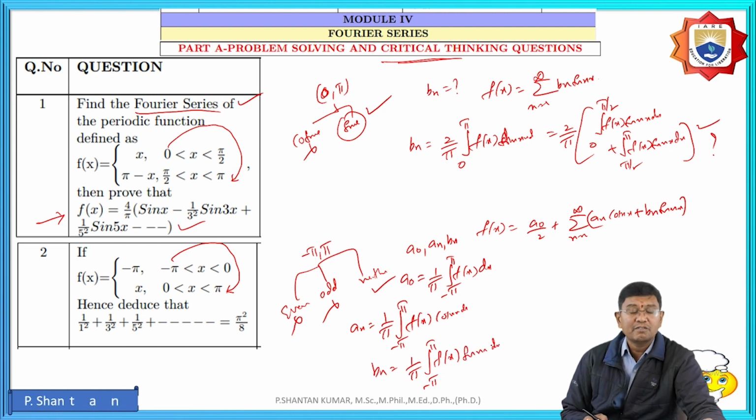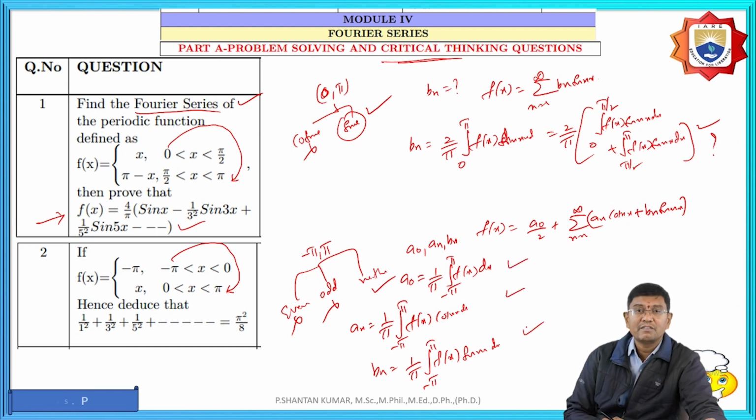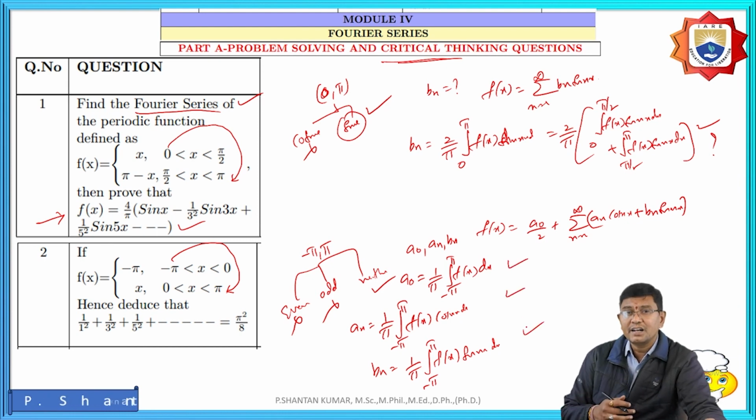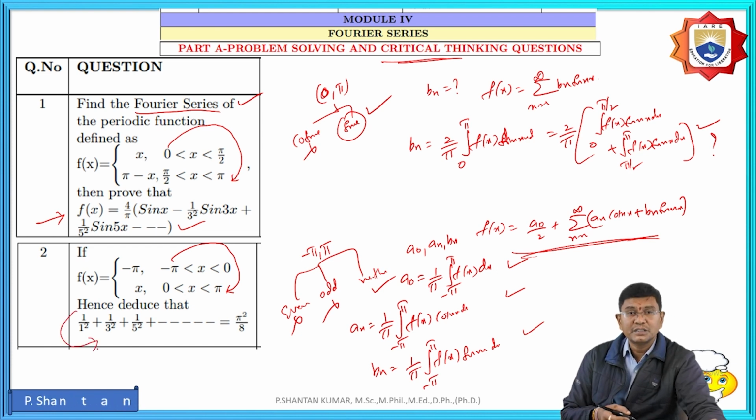But in this problem, the function is given split into two functions. One is minus pi to 0 and again 0 to pi. We need to find these one by one after replacement of the values. After getting all the a naught, a n, b n values, you need to replace them in the required series. And after that, we need to verify this series. Whatever we replace in the series, with x equal to the given value, we get the solution. The deduce condition is also given clearly.